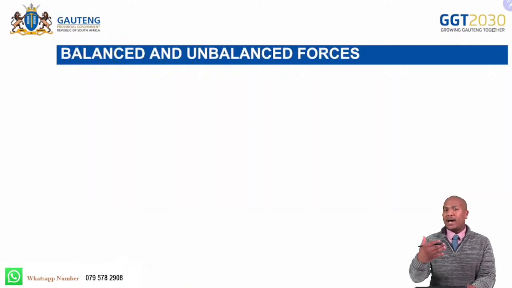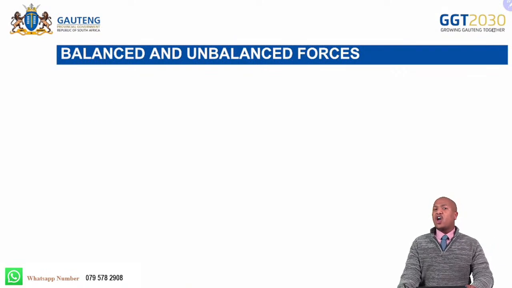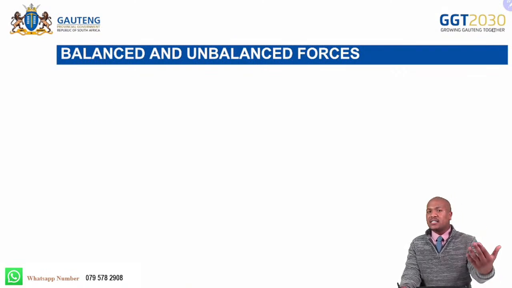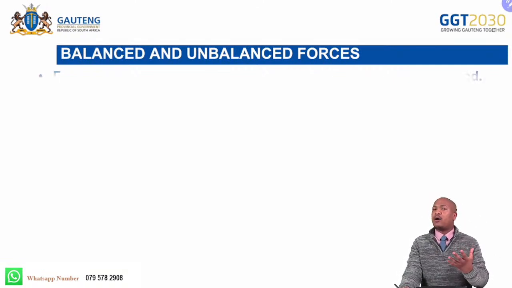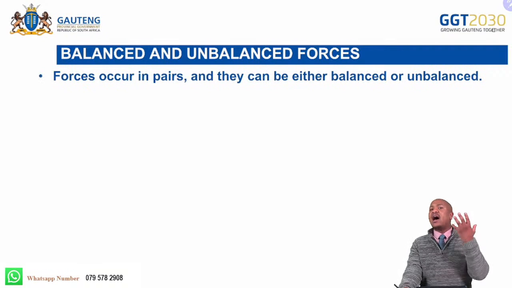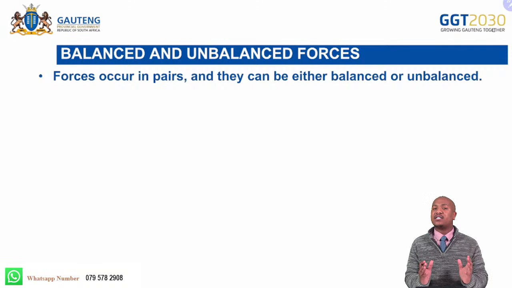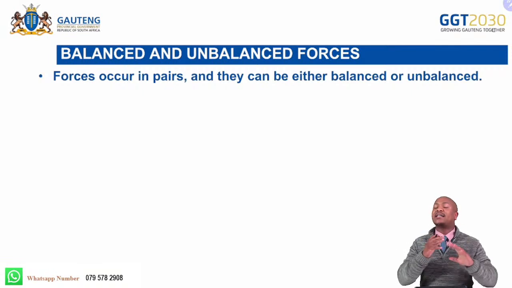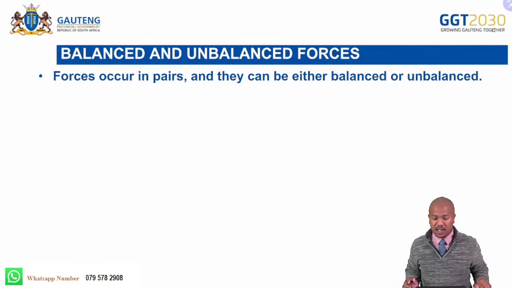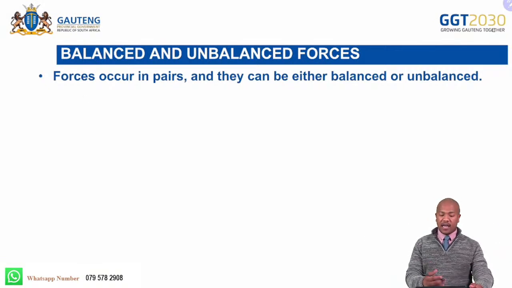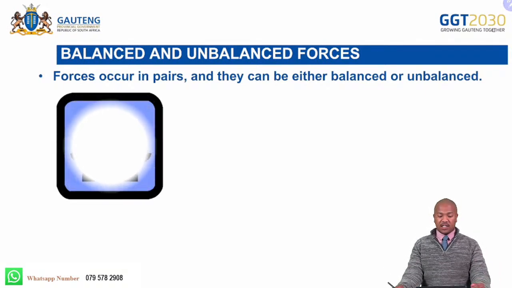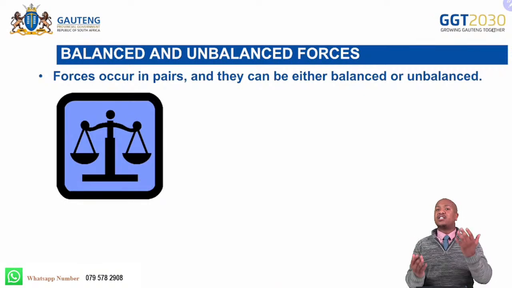Now, by that being said, it means that forces can be either balanced or unbalanced. What do we mean when talking about balanced forces and unbalanced forces? We simply mean that when two forces are of the same strength, but acting in opposite directions, right? So now, forces occur in pairs, yes, right? And they can be either balanced or unbalanced, right? And they're acting in opposite directions.